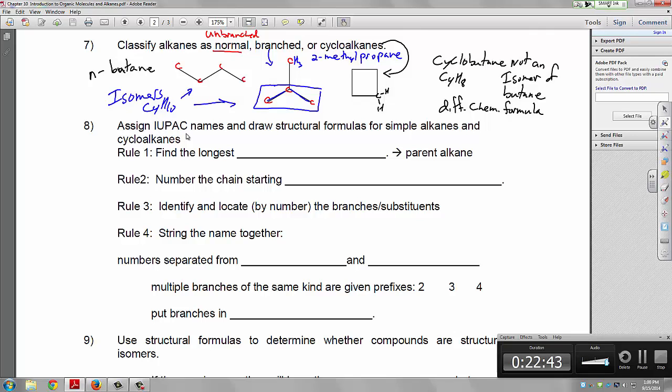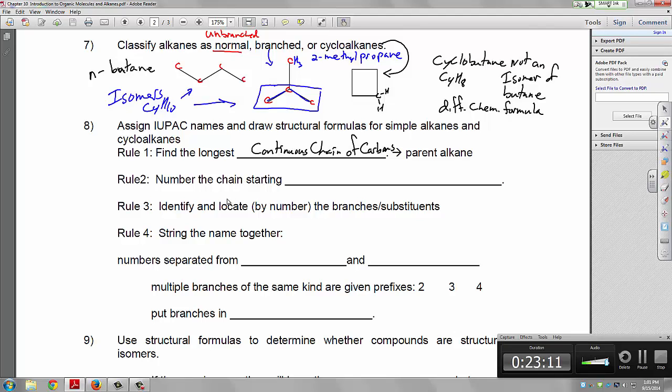The rules here for assigning these IUPAC names, again, IUPAC stands for the International Union of Pure and Applied Chemistry. So the first thing you've got to do is find the longest continuous chain of carbons. And this gives you the parent chain or the parent alkane. Right? So here we had 3 carbons in the longest chain. 3 is propane: methane, ethane, propane. Propane is the third one.